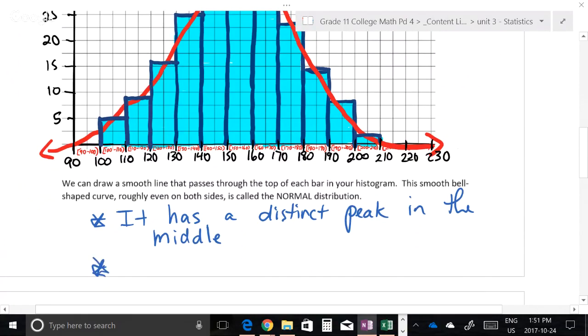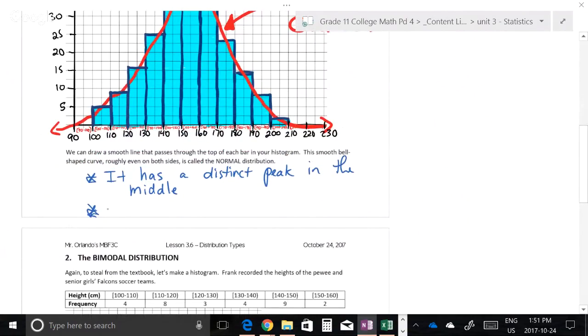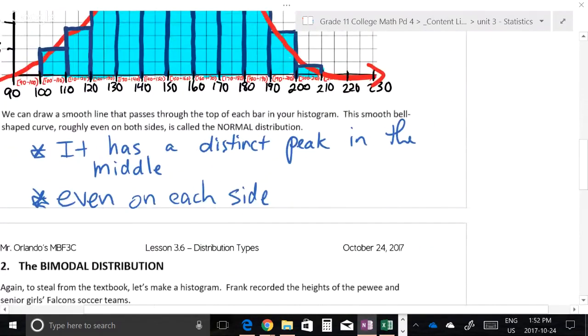The other thing about this is not only is the peak in the middle, but what else is true about this? Or almost perfectly true about this? If I took a mirror and stuck it right down the middle of this, yeah, it's pretty much the same. So it is pretty much even on each side. And what's the word for that? When something can be divided in half and is even on each side, it is symmetrical. Very good. Oh gosh, 1M or 2? I always get this wrong.